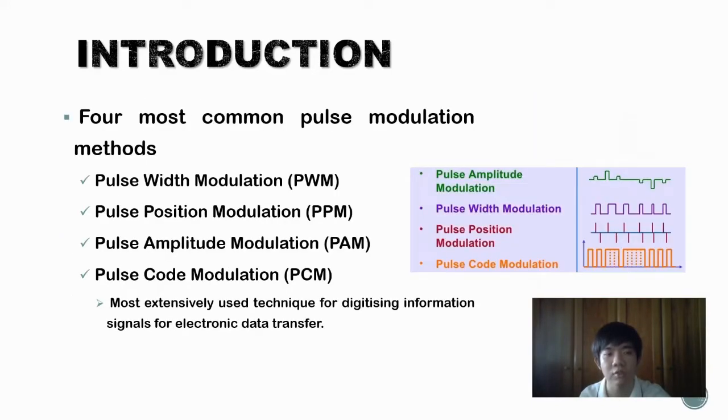In digital communication, we have four most common pulse modulation methods. The first one is pulse width modulation, the second is pulse position modulation, the third one is pulse amplitude modulation, and the last one is pulse code modulation (PCM), which is the modulation technique most extensively used for digitizing information signals for electronic data transfer.